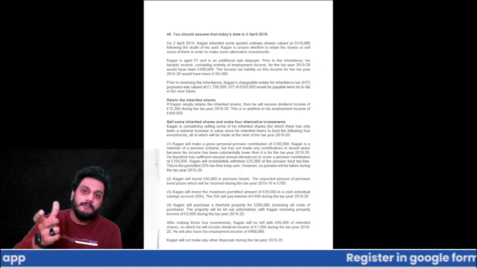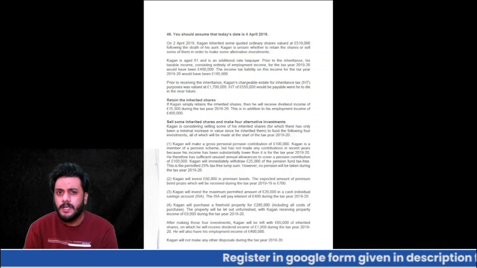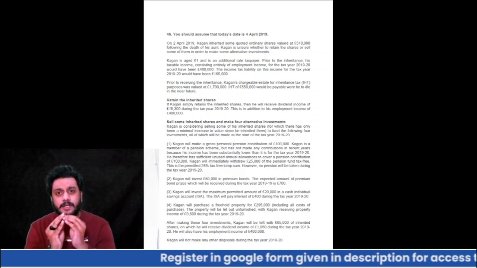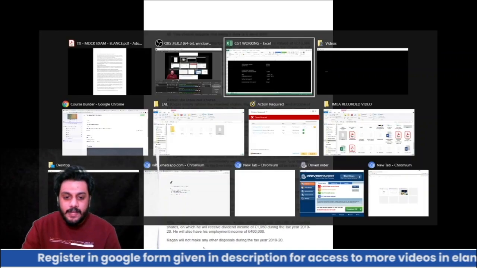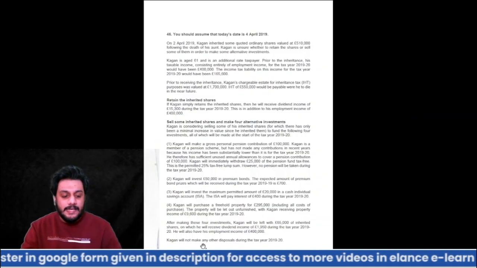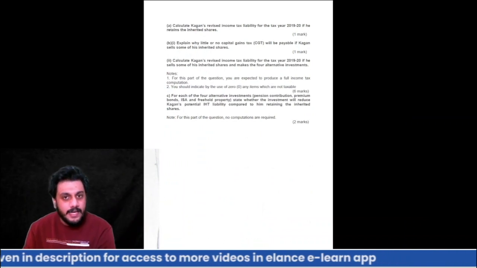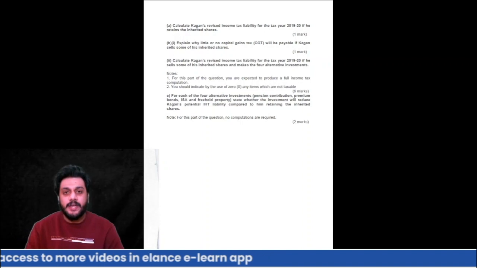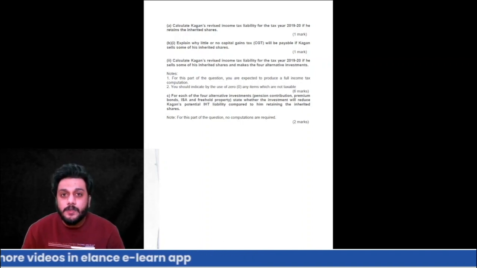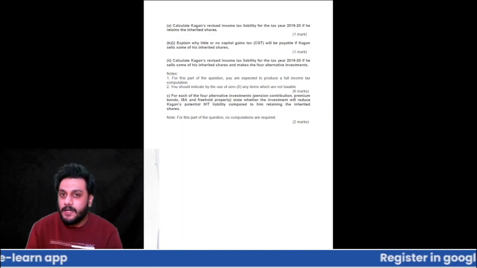That minimal gain will be covered with the annual exempt amount. So his capital gains tax would be zero or a minimal amount. So the answer is there itself, that the second requirement asked why there will be minimal or no capital gains tax if he sells. If he sells the shares, the gain arising on the disposal would be very minimal since there had been only minimal increase in the value of the share.